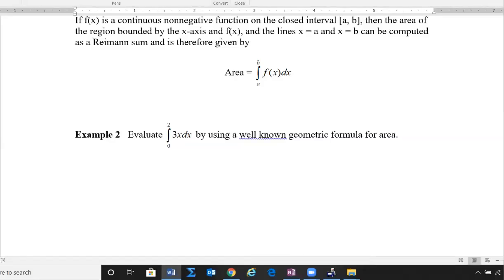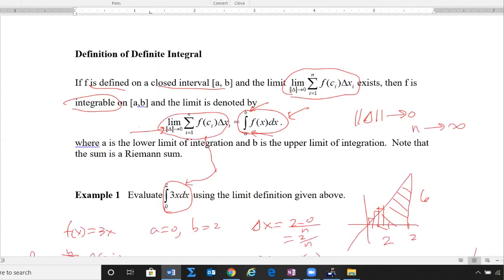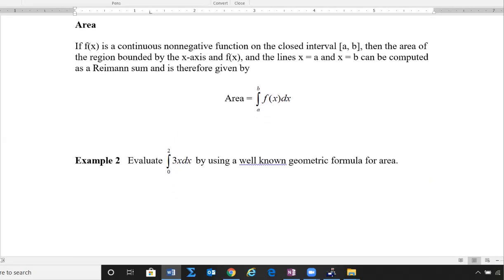Now, finally, we're over here now. And if we know ahead of time that our function that we're working with is continuous and non-negative in a closed interval, then to compute something like this really means we're computing area, because we already know that this can be interpreted as a Riemann sum.